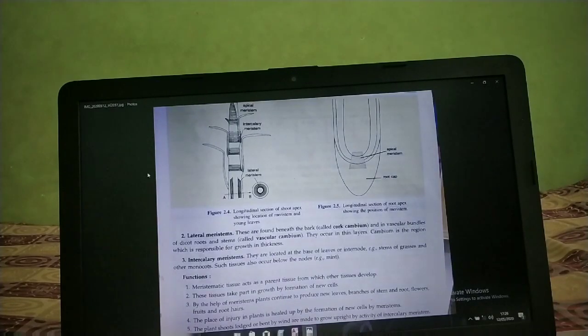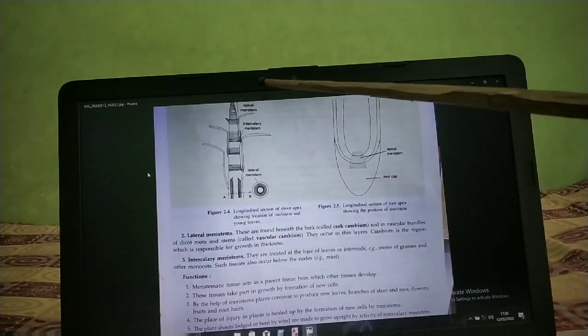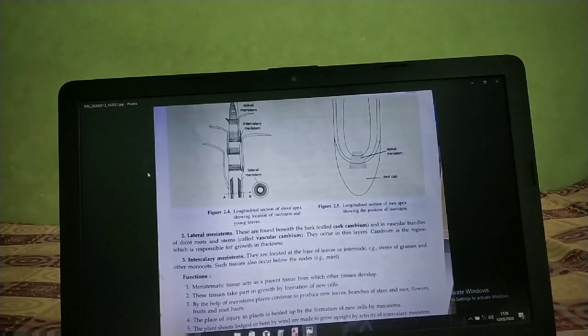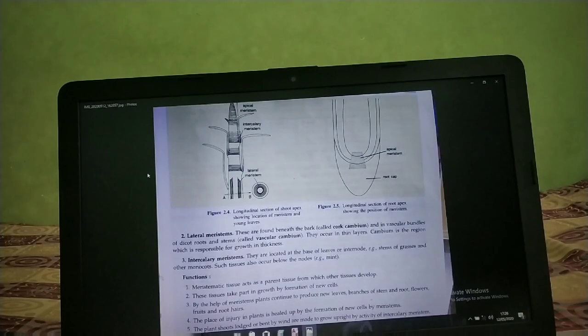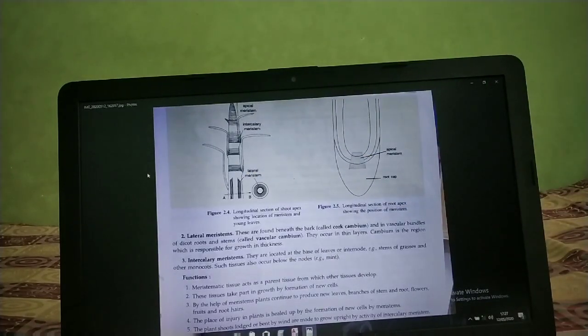Next one is the lateral meristem. This one is the lateral meristem, this portion. They are found beneath the bark as cork cambium and in vascular bundles of dicot roots and stems. They occur in thin layers. Cambium is the region which is responsible for growth in thickness. Okay, its main function is growth in thickness.